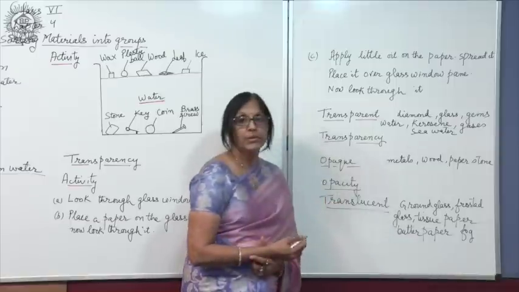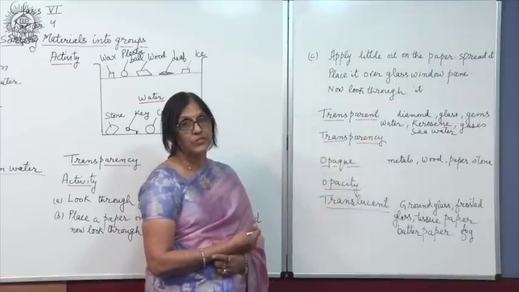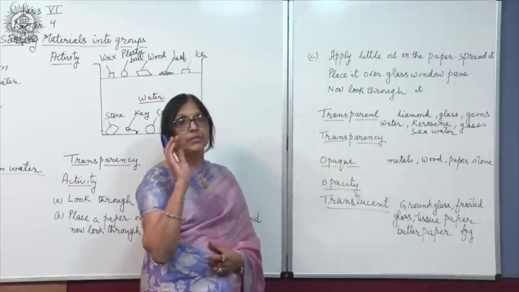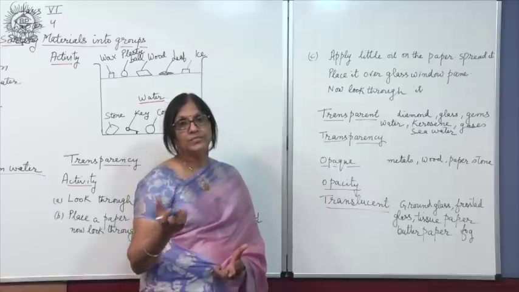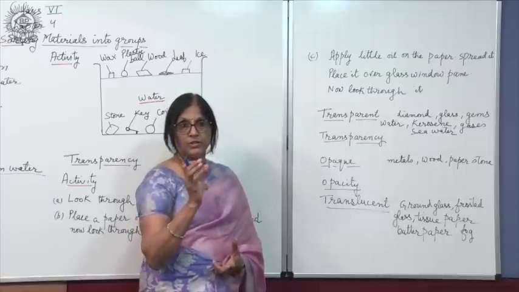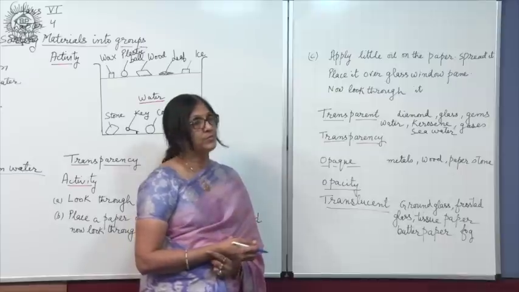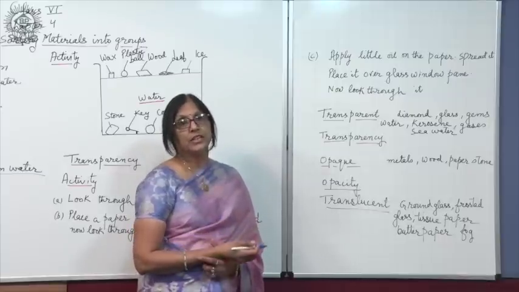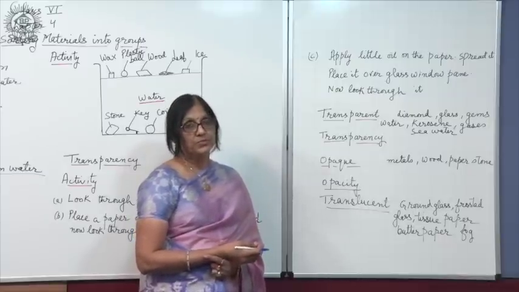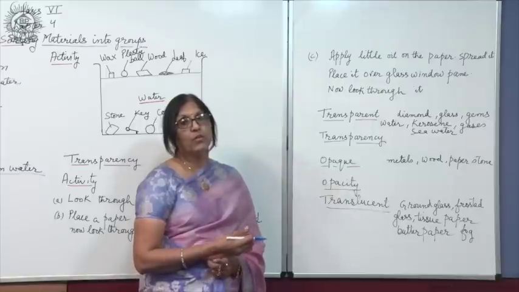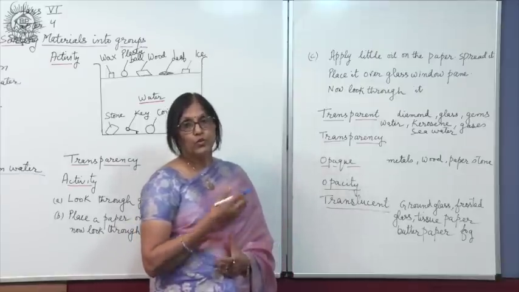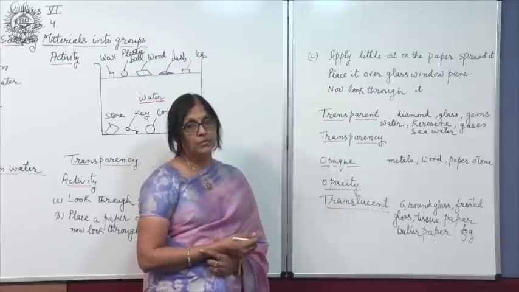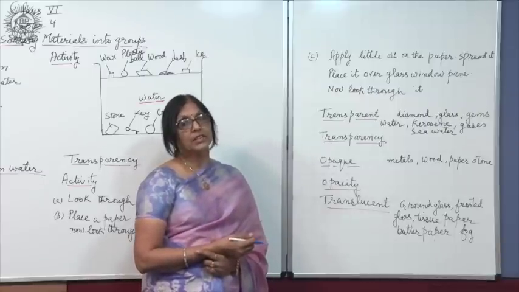Second group will be opaque, as we have seen. When we placed a paper on the glass window pane, we cannot see anything outside through it, we cannot see outside the drawing room, the things which are there. So, what is the meaning of opaque? Opaque materials are those through which light cannot pass, through which we cannot see anything.